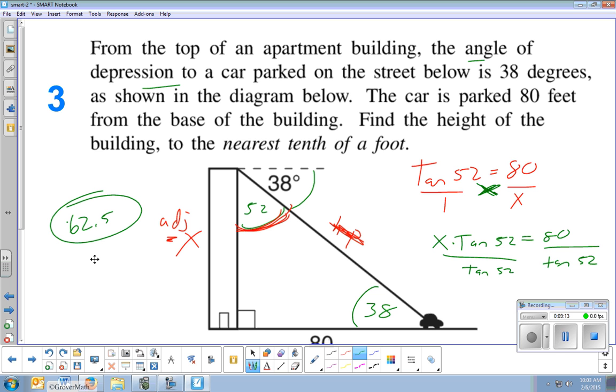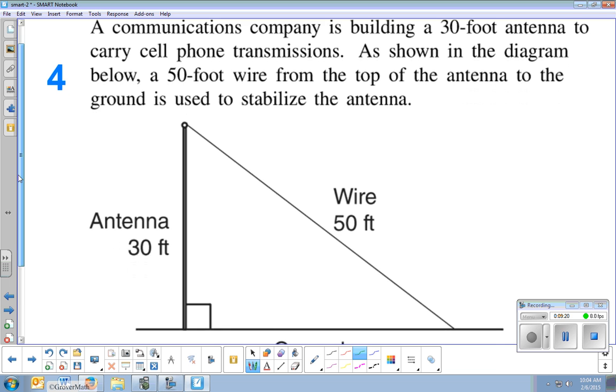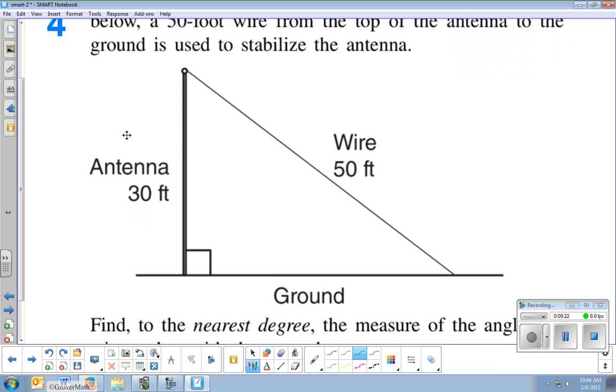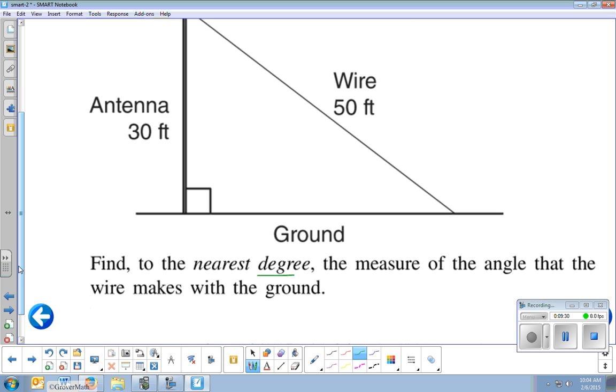All right, one last thing I want to show you. These are finding sides, but it's a little bit different if you want to find an angle. So this question gives us, I'm not going to bother to read it to you, you can read it yourself, but it's given us that the length of the hypotenuse is 50 and this antenna is 30. It wants, to the nearest degree, the measure of the angle the wire makes with the ground. So here's the wire, here's the ground. It wants this angle. So here's our theta. And it wants to find an angle instead.